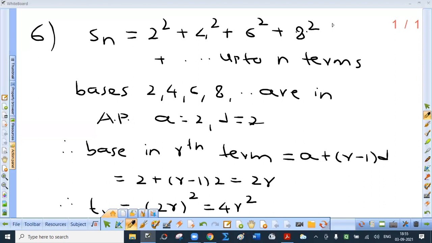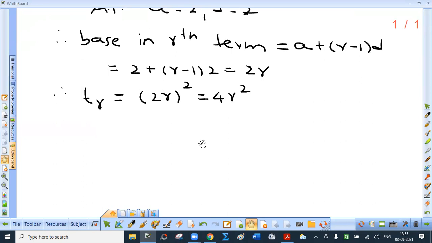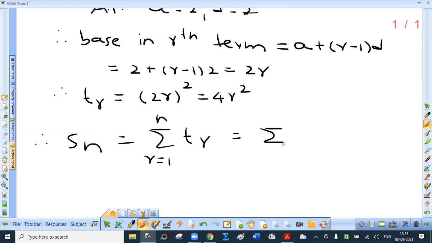You can verify this. See, before you verify, you should not write the next step. What is the base in the third term? Is it 6? Yes. But note that the rth term is not 2r. This is the base. Index is the same throughout, 2. So the rth term is nothing but 4r square. So what is Sn? It is nothing but sigma Tr, r goes from 1 to n. Simplify. So sigma 4r square, r goes from 1 to n.